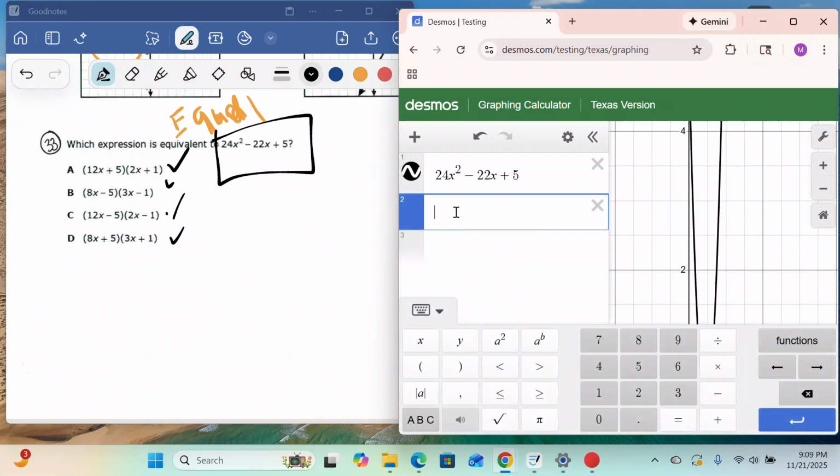So I'm going to input the second one, and remember they have to overlap each other, and they've got to be the same exact one. I'm going to go ahead and input letter A, open parentheses, 12x, positive 5, close parentheses, open parentheses, 2x plus 1.